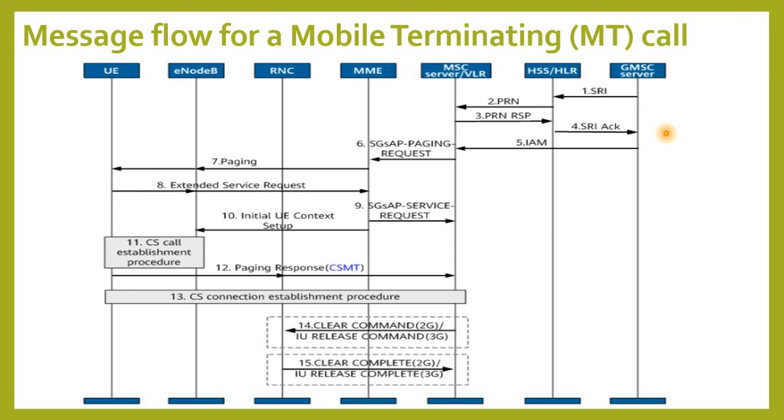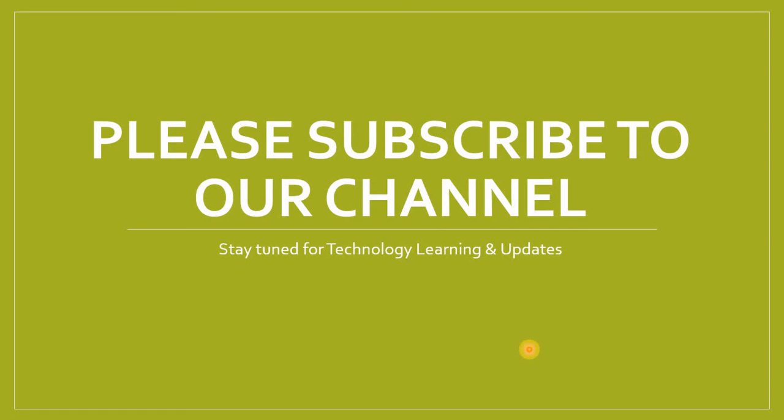Similarly, in case of a terminating call, when the PRN message is received at the MSC, the MSC will initiate the paging request towards the MME, and the MME will send a paging request over the air interface. Once the UE replies back to the MME with the paging response, the MME will instruct the UE to fall back to the 2G or 3G network, thereby the normal call as followed on the legacy network will continue. So this was a brief description of the circuit switch fallback.